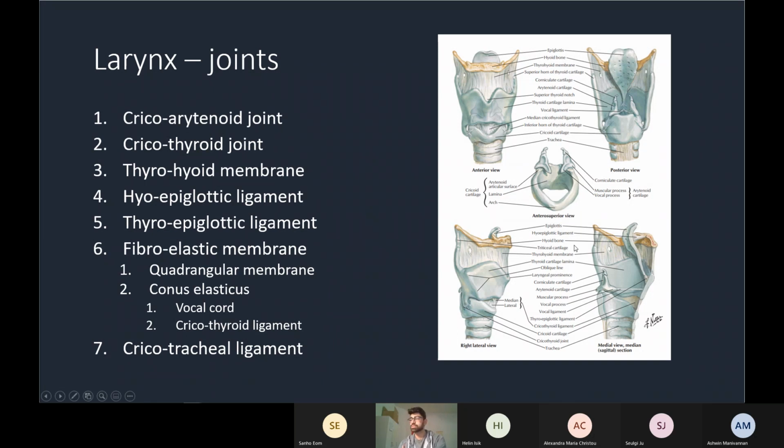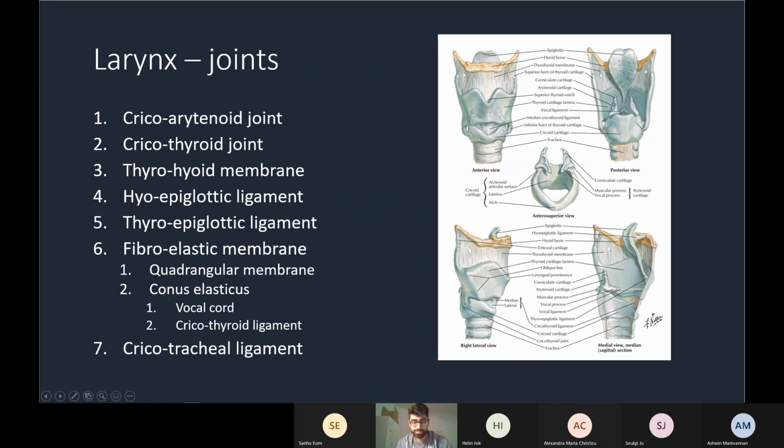And then we have a few more ligaments. So hyoepiglottic, thyroepiglottic, so between the hyoid bone and the epiglottis, or between the thyroid cartilage and the epiglottis. And these function to stabilize the epiglottis as it moves forwards and backwards, basically, for swallowing.